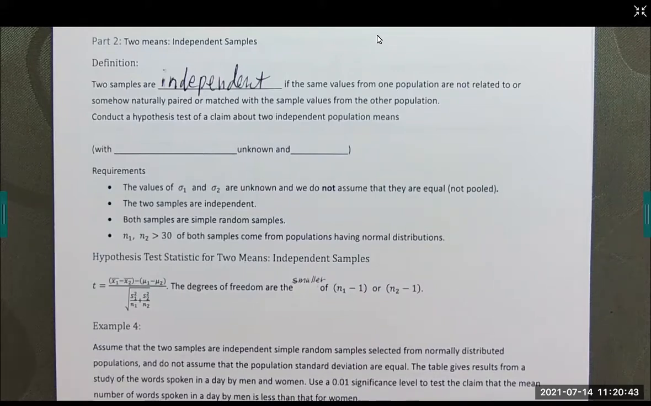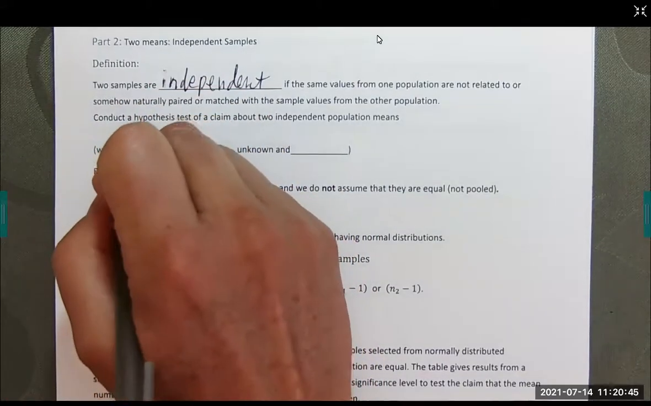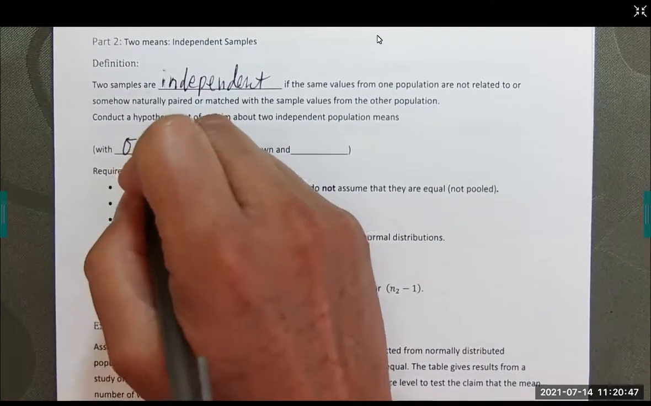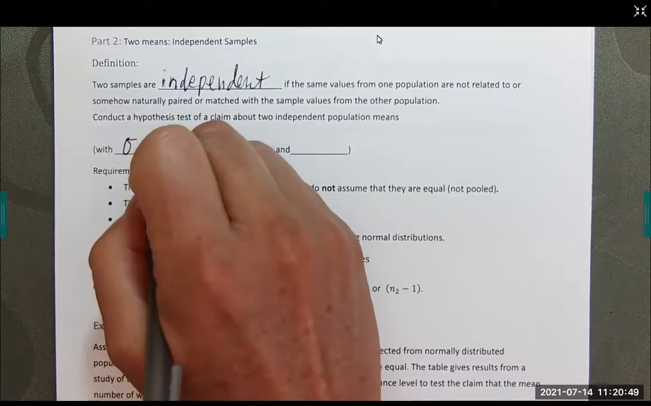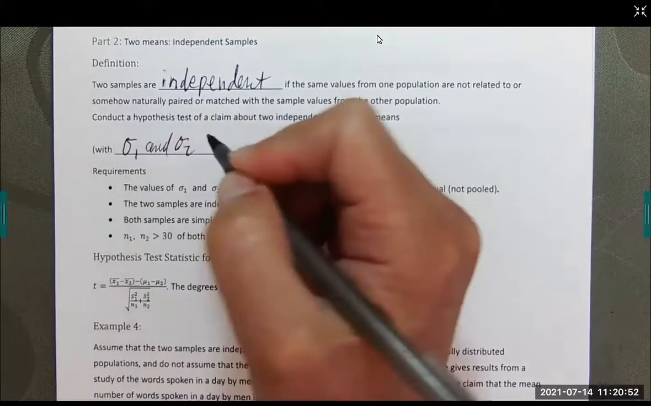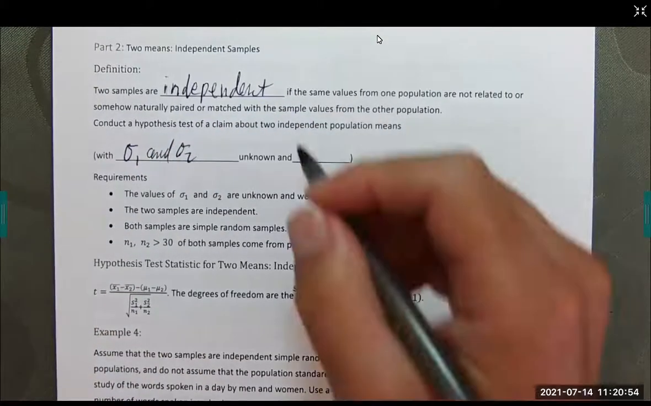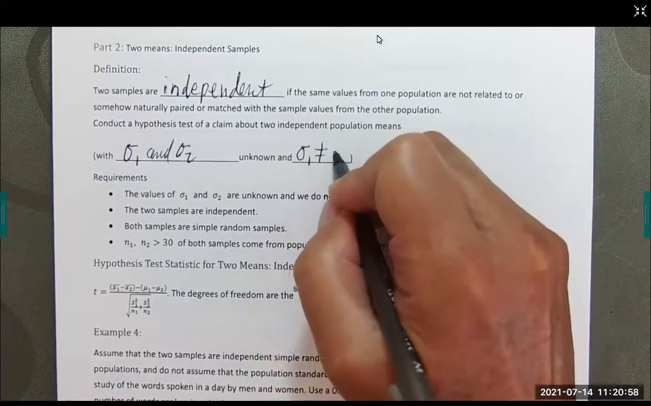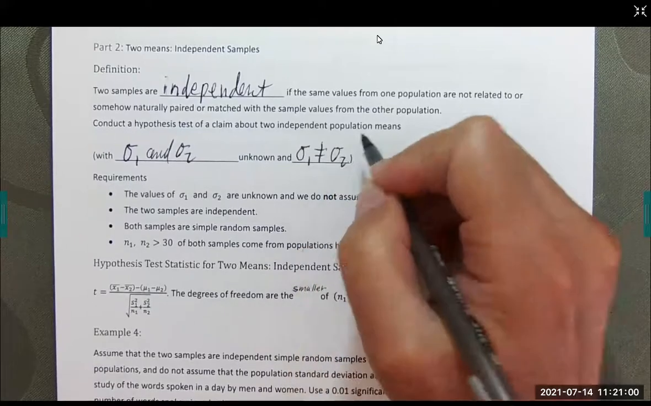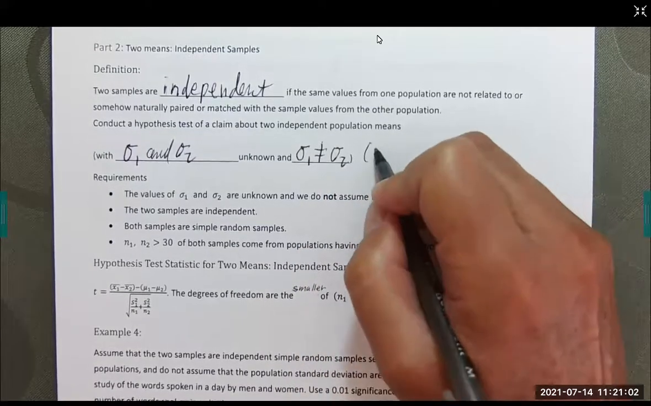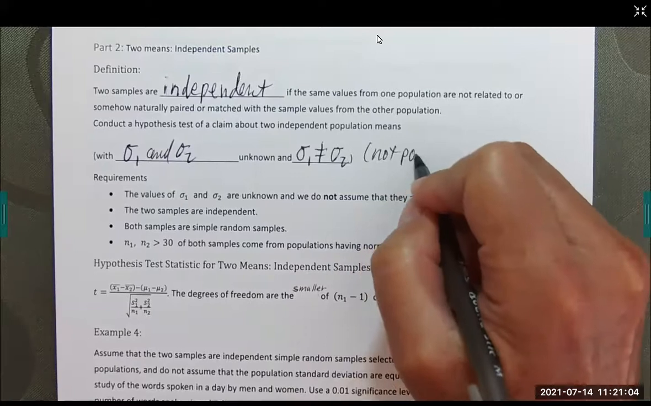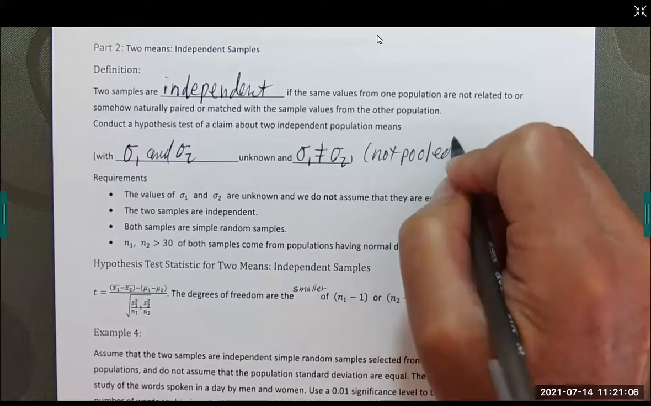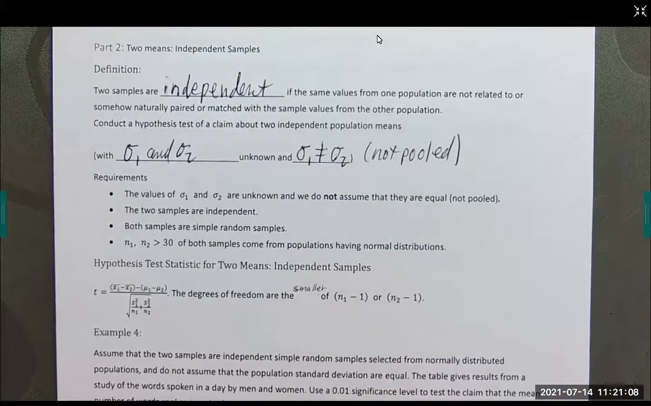Now, for our purposes, we're going to assume that both standard deviations are not known, they are unknown. We're further going to assume that they are not equal to one another, which means that they are not pooled, which will come up when we run the test in the calculator.